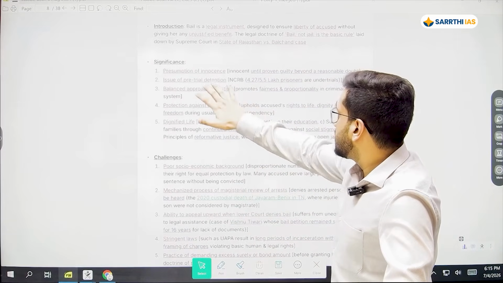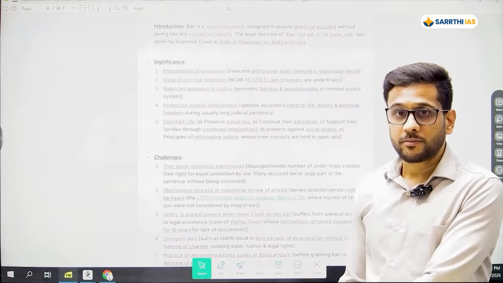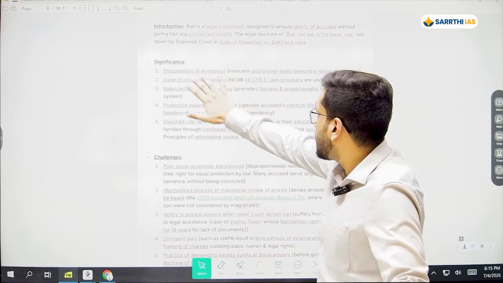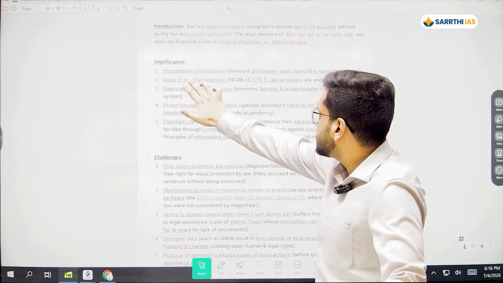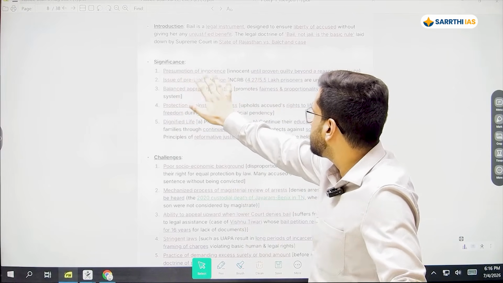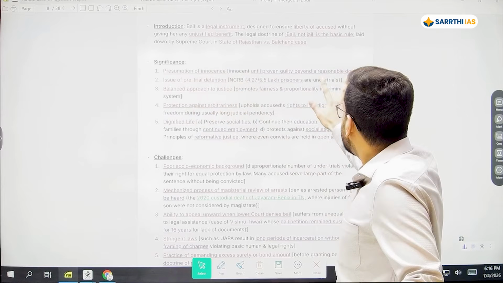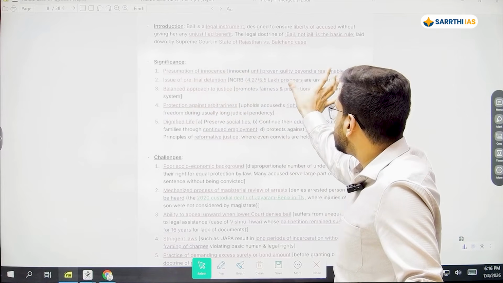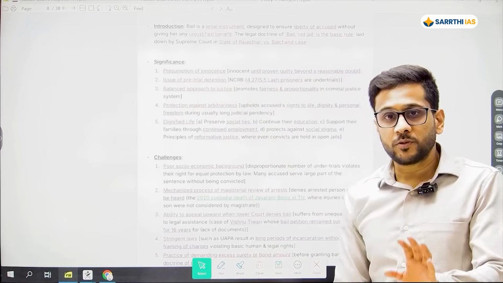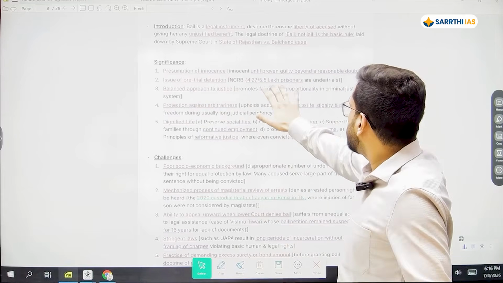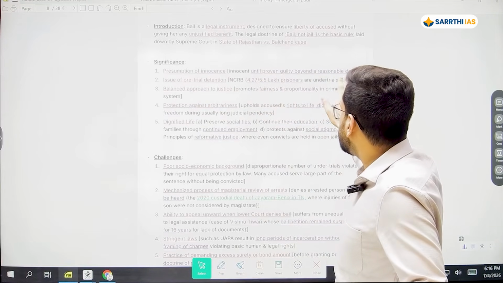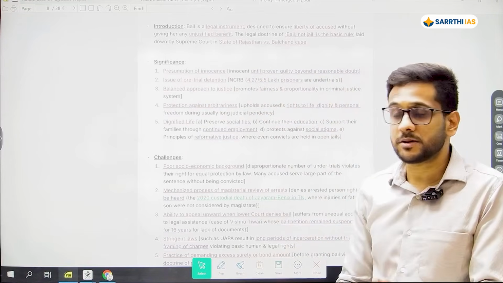Now these are not in paragraph format, these are in points format. In significance, you can see I have just mentioned the keyword presumption of innocence, and then I have substantiated it with the Supreme Court judgment, which mentioned that a person is innocent until proven guilty beyond a reasonable doubt.